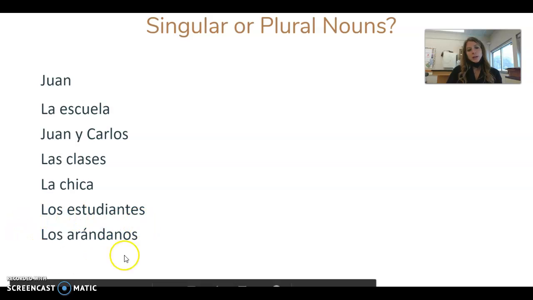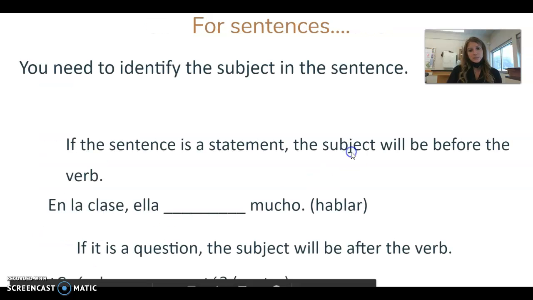We discussed how los and las is always going to give you a plural noun. So even if you can't identify what the thing is, like arándanos, blueberries, you have no idea they're blueberries, you can still conjugate because you can still see it's plural based on the los.